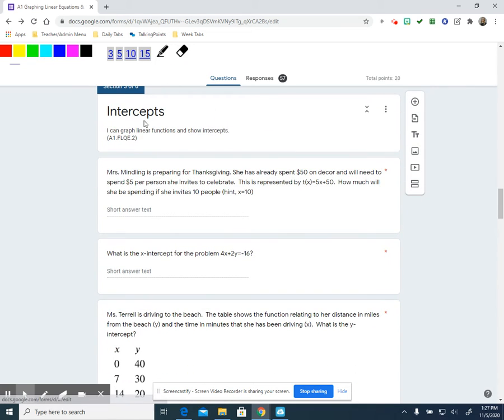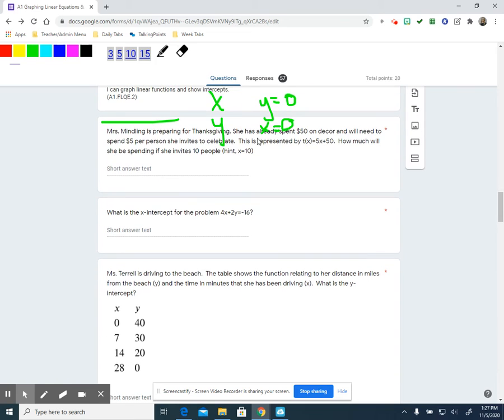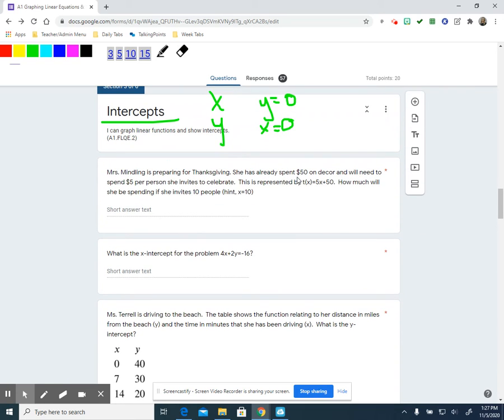Let's continue to section 2, the intercepts. The x-intercept is when y is equal to 0, and the y-intercept is when x is equal to 0. In this first question, it talks about Mrs. Minling preparing for Thanksgiving. She's already spent $50 on decor and will need to spend $5 per person. This equation is t of x is equal to 5x plus 50.